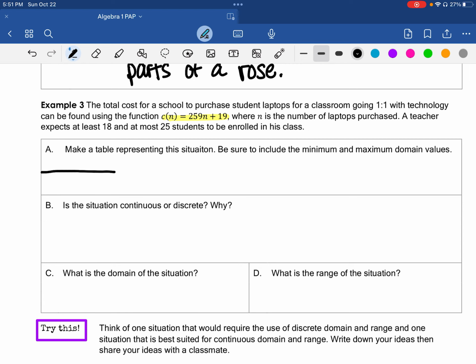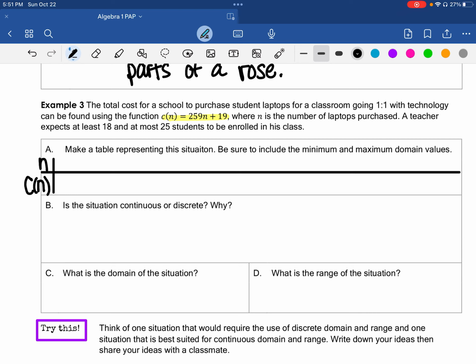So let's go ahead and make our table. Now, when we make our table, remember we're going to put N here, the number of laptops, and here we're going to put the cost that the laptops would be. This teacher expects 18 students, so I know I'm going to do 18, 19, 20, 21, 22, 23, 24, and the biggest amount that the teacher expects in his class is 25 students.